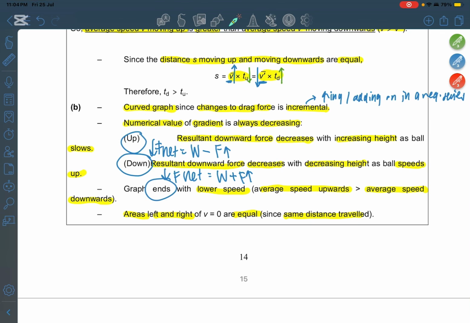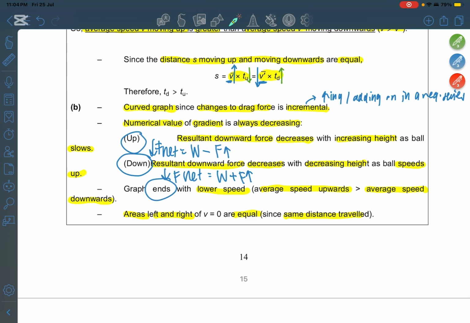So the drag force is going to work opposite to the resultant downward force. That's why it's negative. Okay, so with increasing height, drag force is going to keep increasing, right? As the ball slows down, that means the drag force is increasing, right? And so when this value gets bigger, this value is going to be smaller.